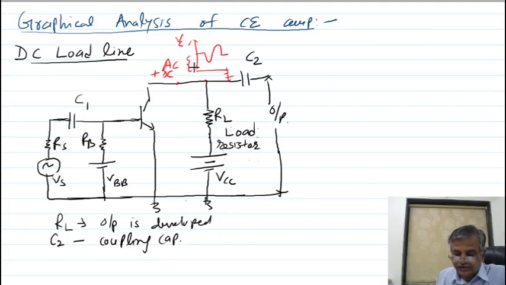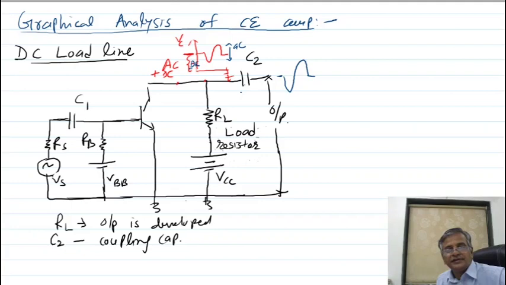So this is your DC level. This is your DC, and this is your AC. So at this point you will get both DC plus AC. AC rides over the DC level. So this blocks the DC voltage and you will get only AC at the output. So this is called a coupling capacitor, which blocks DC and allows only AC.